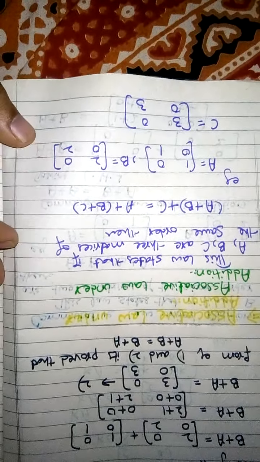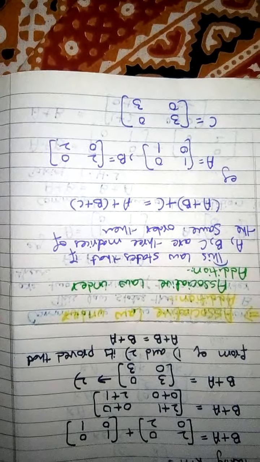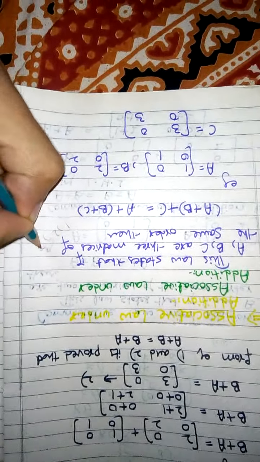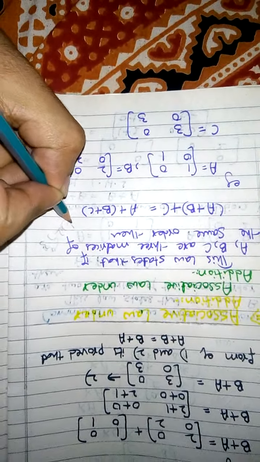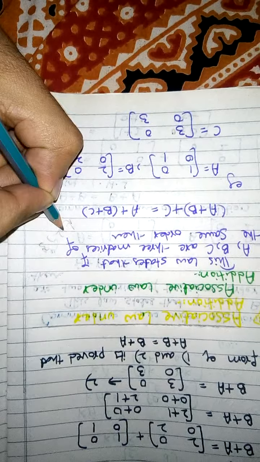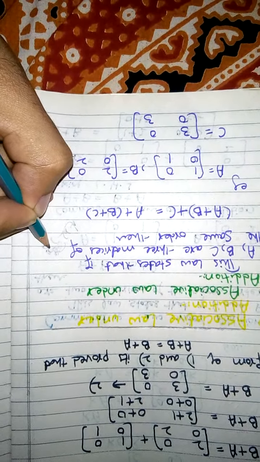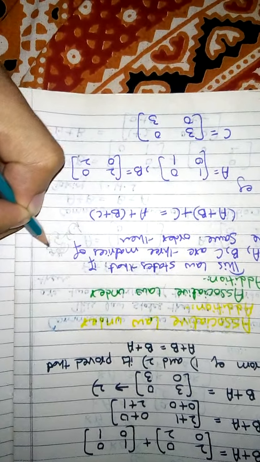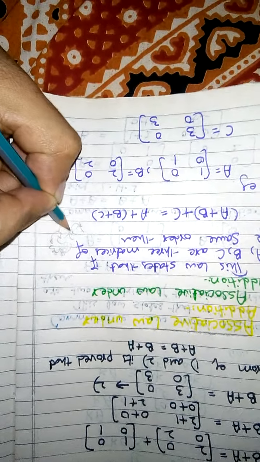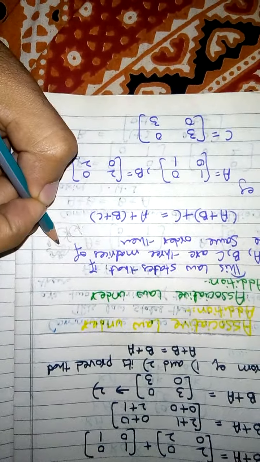For example, in real numbers, we have three numbers, for example 1, 2 and 3. If we add the first two numbers, the answer is 3, and then this sum is added to the third number, the answer is 6. Or if we add the last two numbers, 3 plus 2 is 5, and this sum is added to the first number, 5 plus 1 is 6. The answer will be the same.